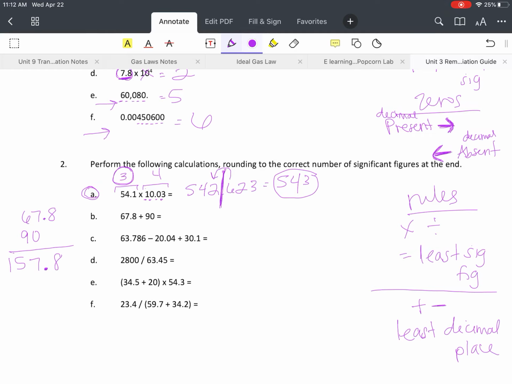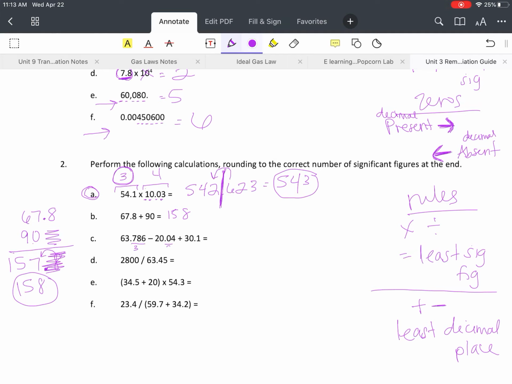I just bring my decimal down. Okay, so I'm going to look, my answer can only round to the number with the fewest number of decimal places. 90 has no decimal places at all, so that means my answer cannot have a decimal place at all either. Okay, so 150, this 8 actually rounds my 7 up to an 8, so my answer is 158. So this was 158.